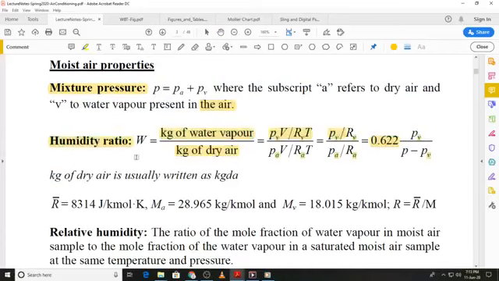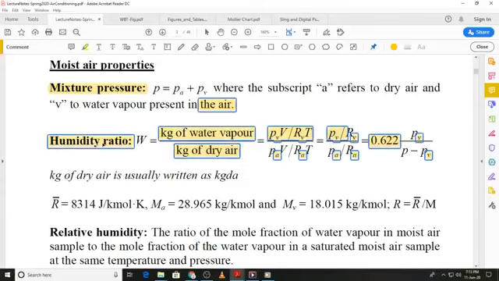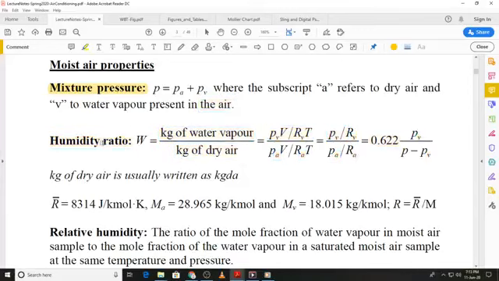The humidity ratio is defined as the mass of water vapor per unit mass of dry air. And we are using the symbol capital W to designate that, and in the SI system it will have units of kilogram per kilogram dry air, and when we write it as a numerical value, kilogram of dry air is shortened to kgda.